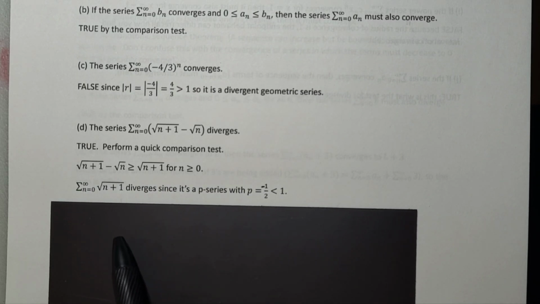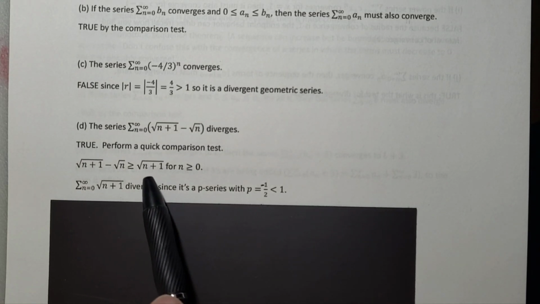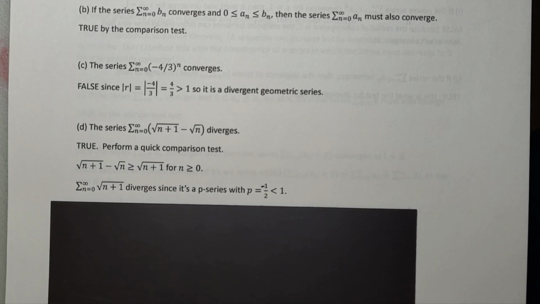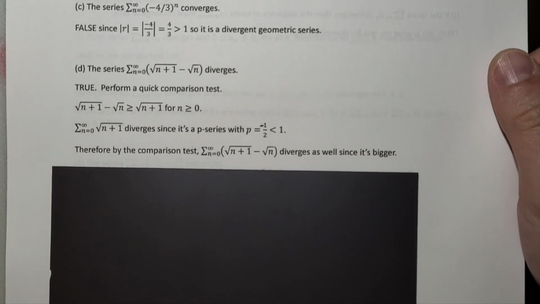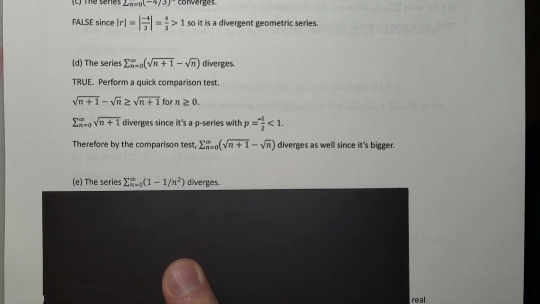I did it a little differently over here. I said that this does diverge because it's a p series with p equal to negative half, which is less than 1. A p series needs p greater than 1 to converge. Since p is negative half, it diverges. And again, since this diverges and this is even bigger, this one must diverge as well. Comparison test here. That's how I thought through that one.